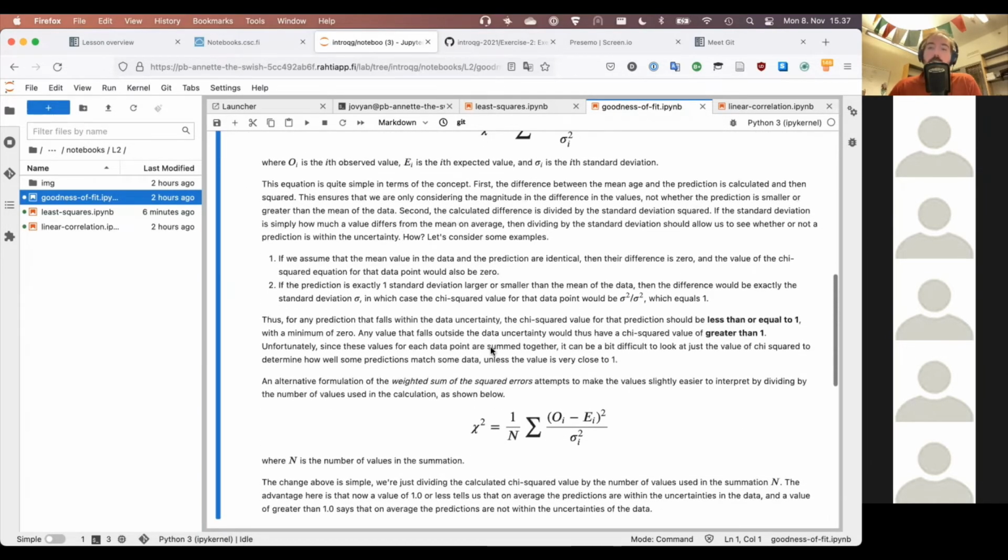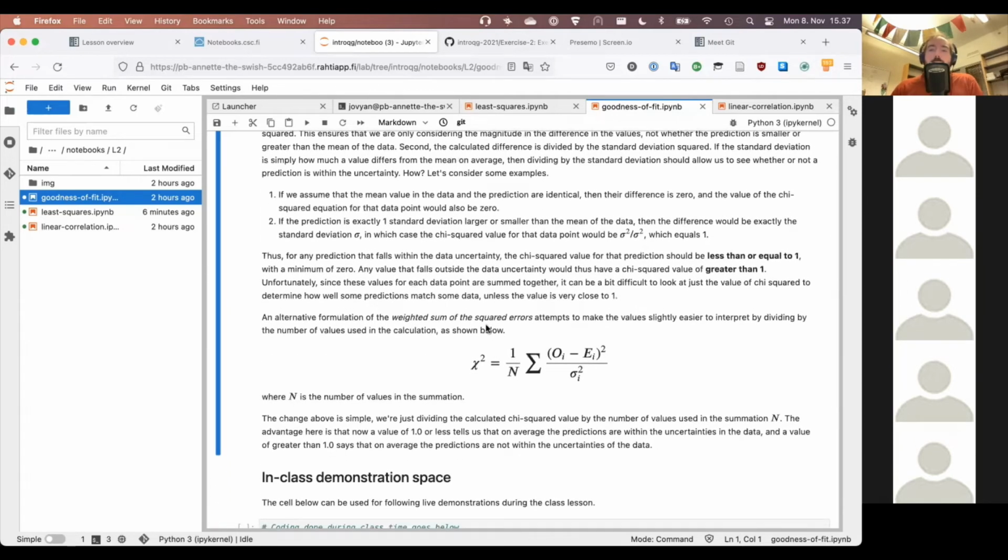That's kind of explained a bit further here. One thing to note is there's several different forms of this equation. And one that I prefer to use personally is what's shown here, and that is to divide whatever value you get from the chi-squared equation by the number of samples that you have. So if you divide by 1 over n, the benefit is that this will give you a sense of, on average, whether or not your predictions are within the uncertainties of your measured data set.